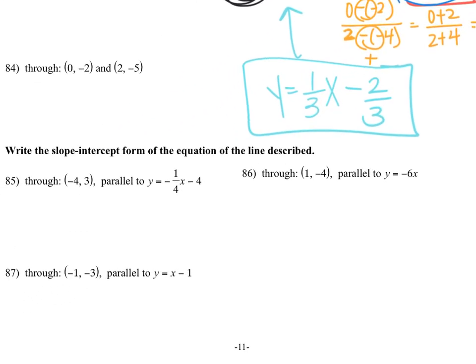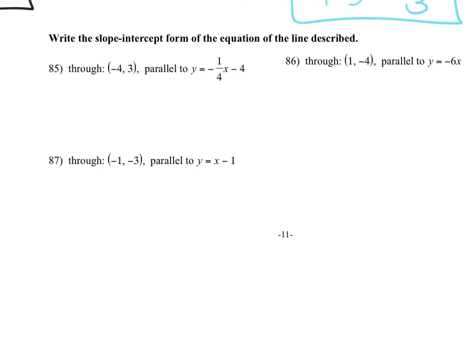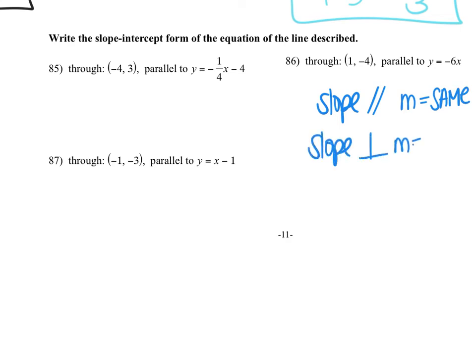Okay, so the next section is the hardest section, but it's very easy to understand once you know what to do. So hopefully I went through this in class, and I want to make sure that you guys remember that if it's parallel, then my m is going to be the same. And if my slope is perpendicular, then my slope is going to be the opposite reciprocal.